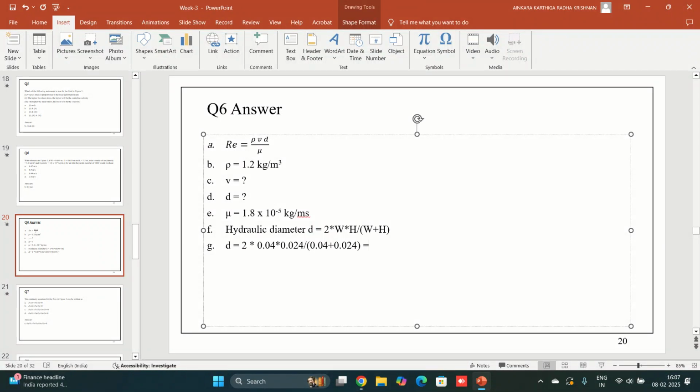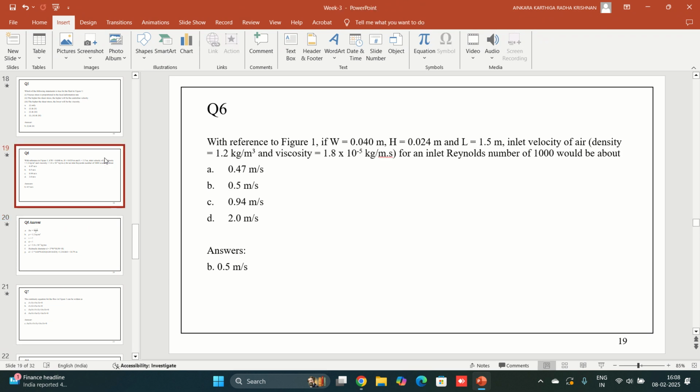2 into 0.04 into 0.024 is 1.2, divided by 0.04 plus 0.024. It is 0.064, divided by 0.064, 18.75. It is 18.75. Okay. No, something is 0.04, 0.024.